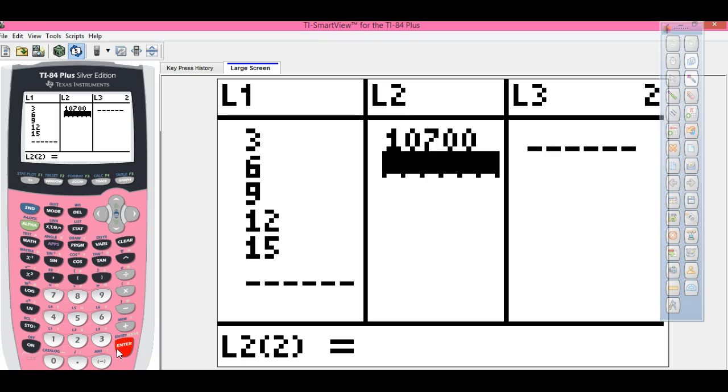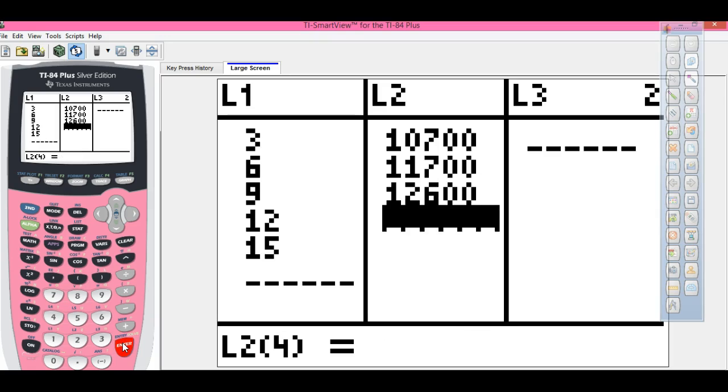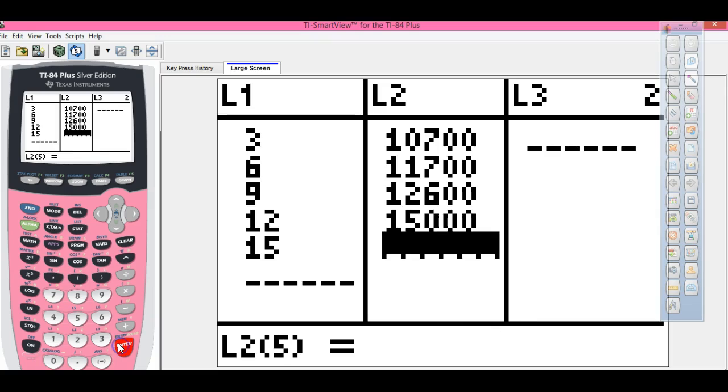Look at your table, guys, you should be able to see that they go together. 3 goes with 10,700, right? 6 goes with 11,700. 9 goes with 12,600. 12 goes with 15,000. And 15 goes with 16,700.